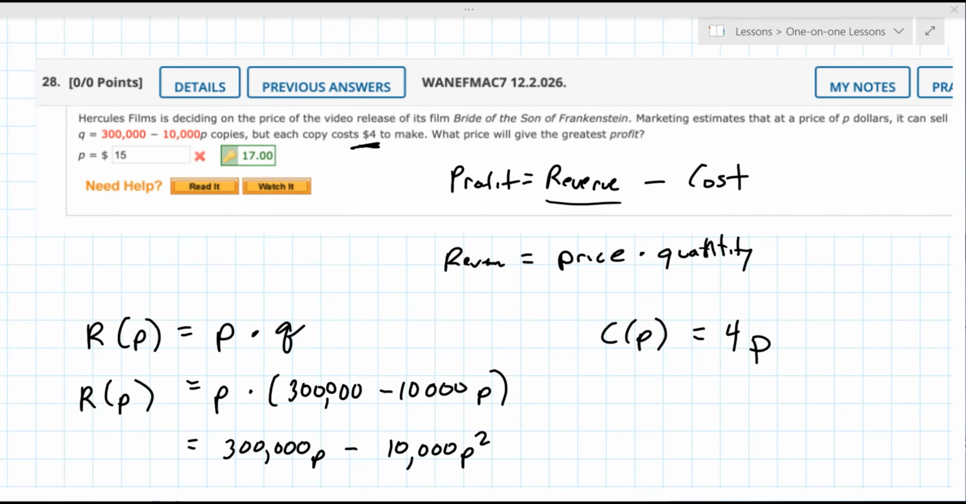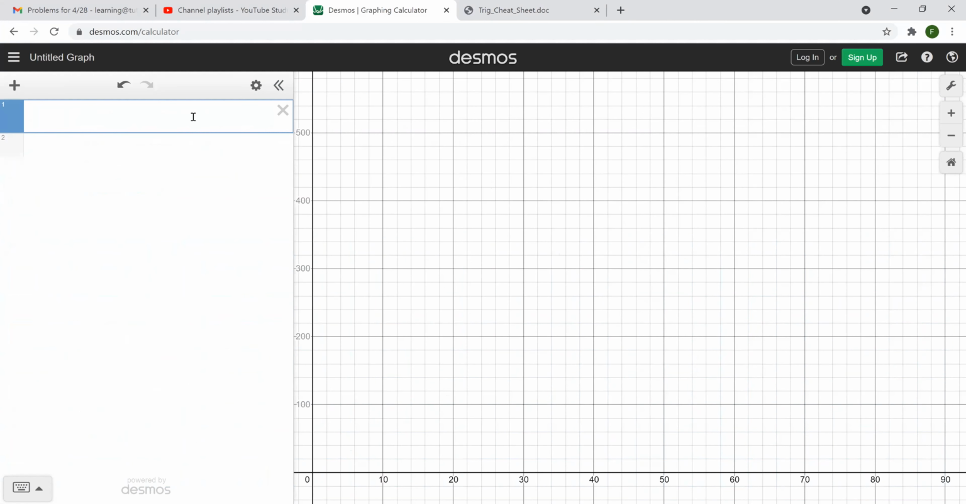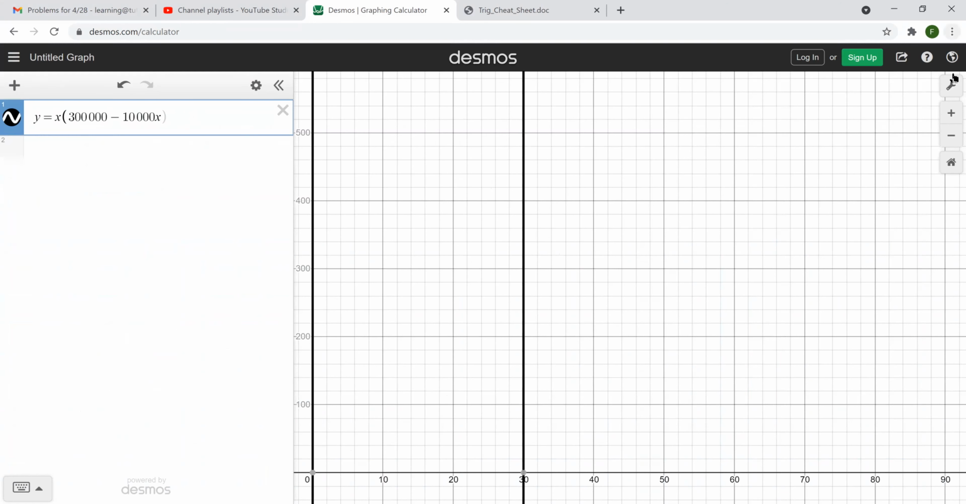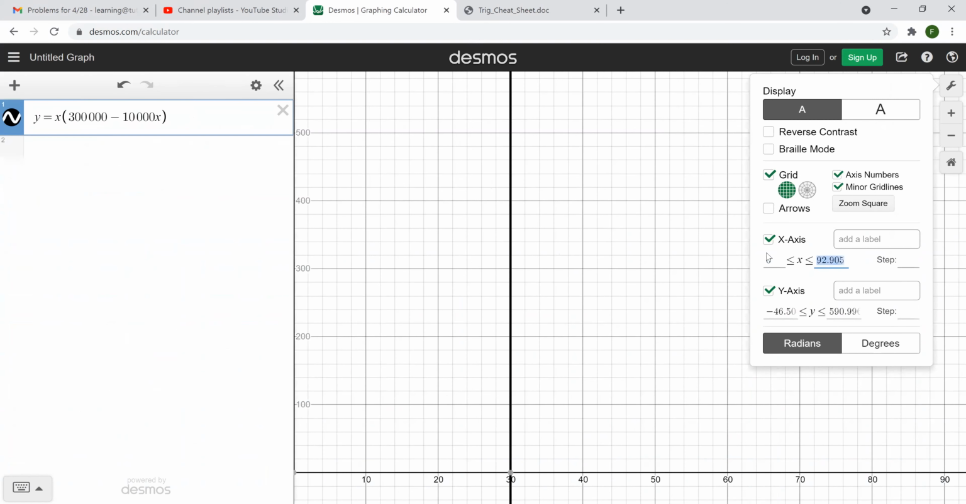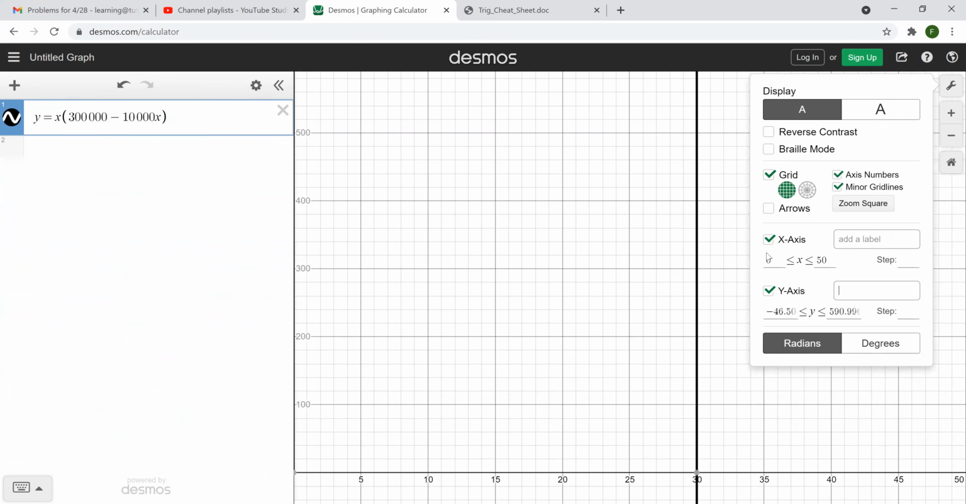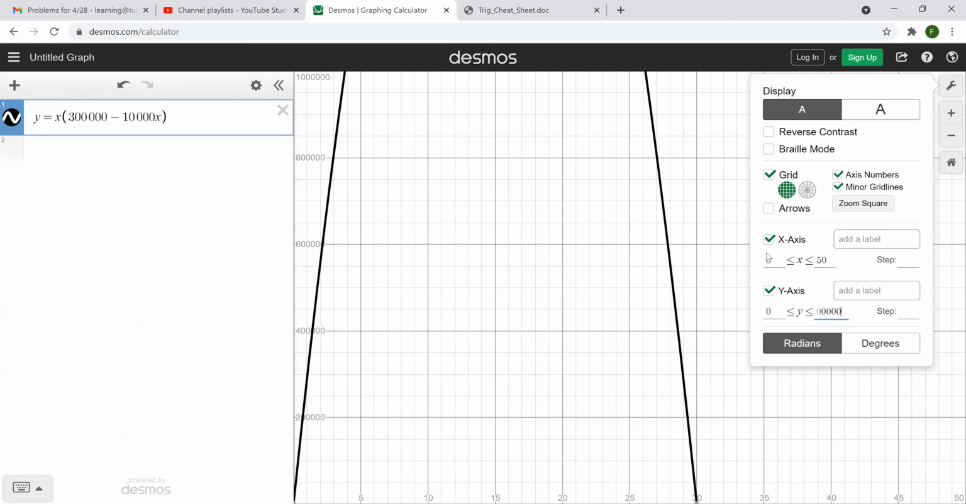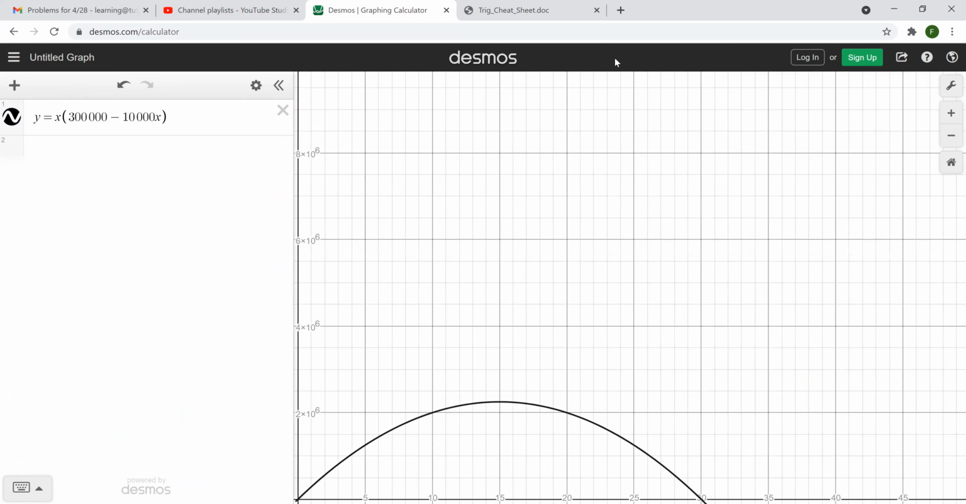Let me switch my screen so you can see what I'm doing, and then I'll try to explain in more detail when I do that. So the first thing I'm going to do here is graph the revenue function. Instead of using R, I'm going to use Y. So it's X times 300,000 minus 10,000 X. Okay, and you can't see it at all, so I'm going to change the window here. We're going to go 0 to about 50, and then the Y is the big one. You just kind of go by zeros until you get what you want.